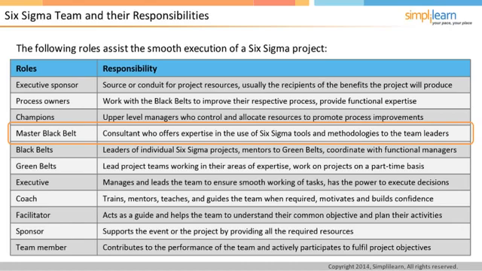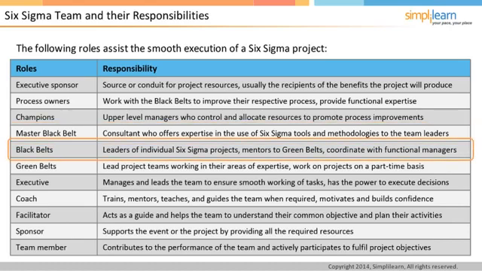Black Belts are the leaders of individual Six Sigma projects. They lead project teams and conduct the detailed analysis required in Six Sigma methodologies. Black Belts act as instructors and mentors for Green Belts and educate them in Six Sigma tools and methods. They also protect the interests of the project by coordinating with functional managers.